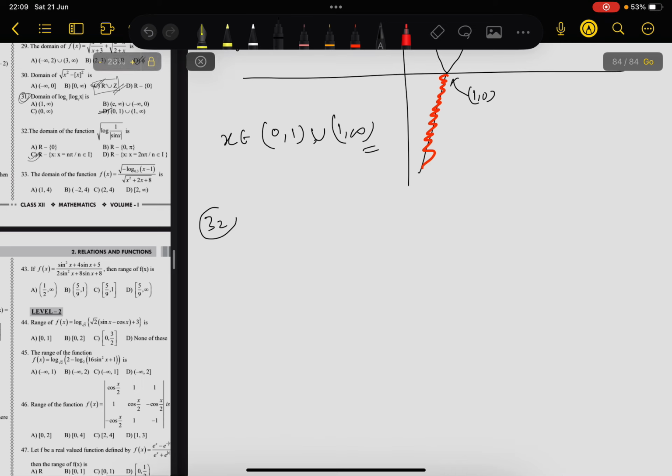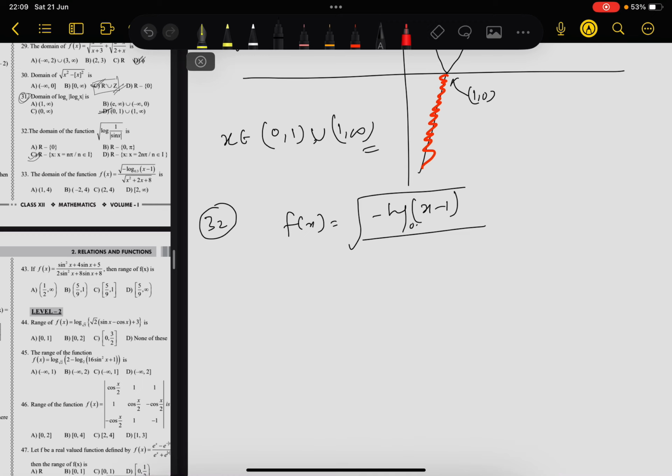So for question number 32, domain of f(x) equals root of minus log(x minus 1) with base 0.3, divided by x square plus 2x plus 8. For this, first of all let's take the discriminant. So 4 minus 4 into 8 is negative, that means this is always positive. So there will be no effect of this expression on the domain, because this expression is always defined for x belongs to real numbers.